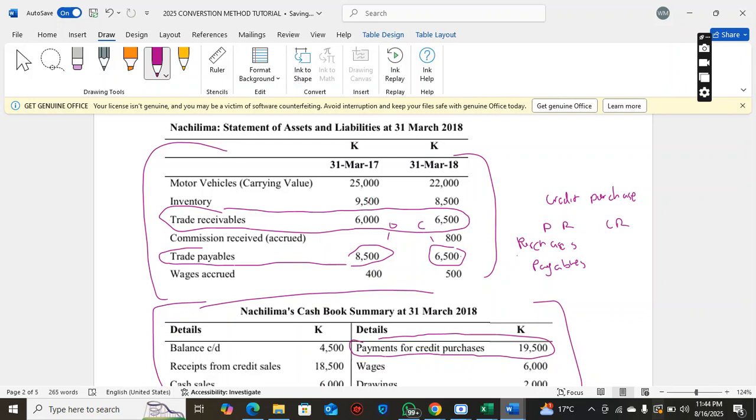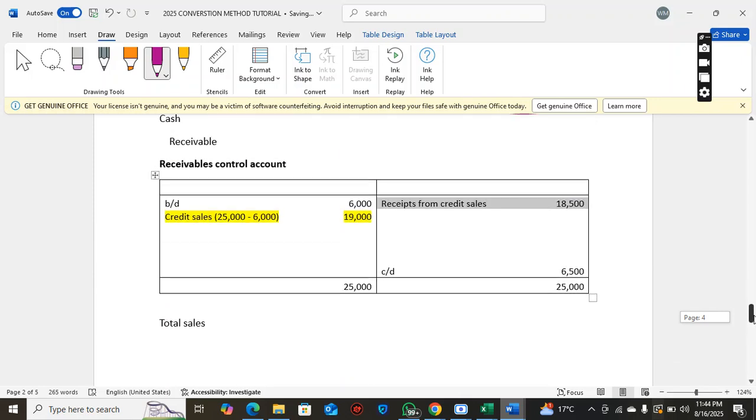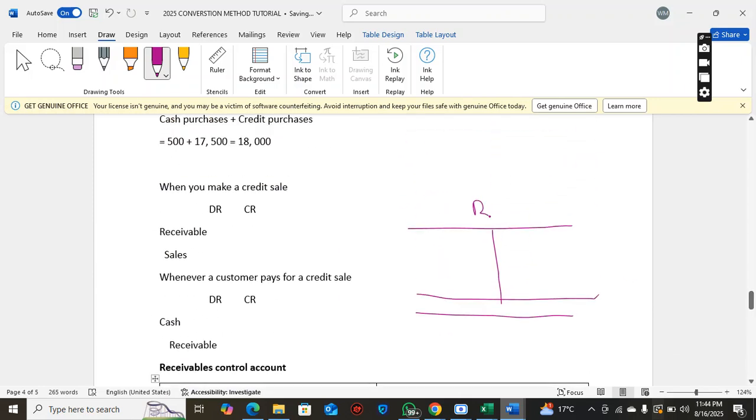Yes, so 6,000 opening balance brought down, 6,500 closing balance carried down. So here you put this is your receivables control account. So you're going to say balance brought down, since it's an asset account, it goes on the debit side. We said it was 6,000. Balance carried down, take it to the credit side, 6,500. This is step one.